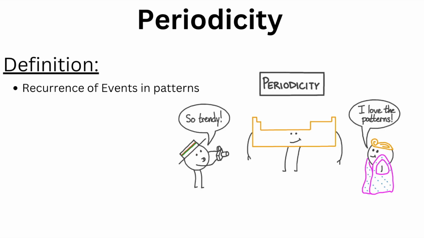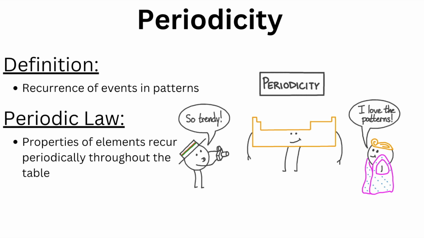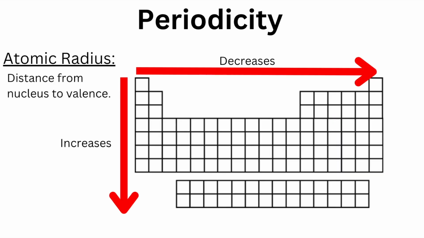Chapter 4: Periodicity. Periodicity is the recurrence of events in regular patterns. The periodic law is that properties of elements vary periodically, hence we get groups with similar patterns. Atomic radius, the distance from the valence shell to the nucleus. This decreases from left to right and increases from top to bottom.